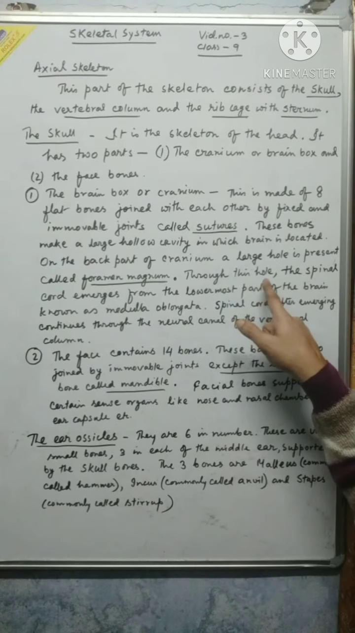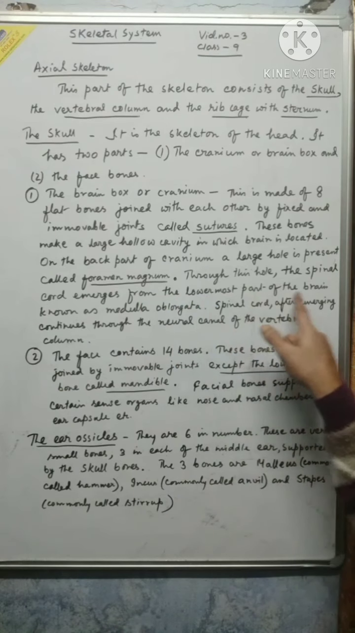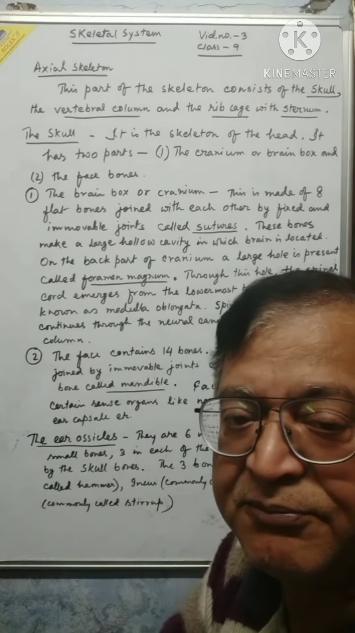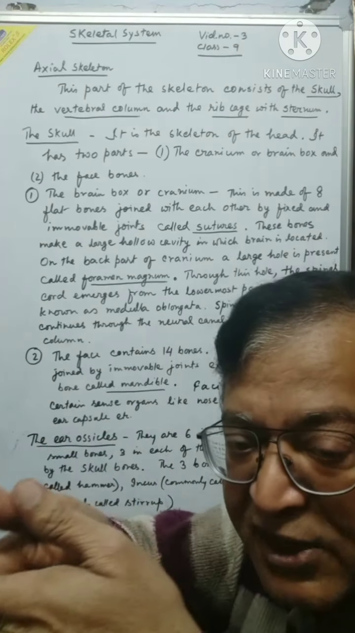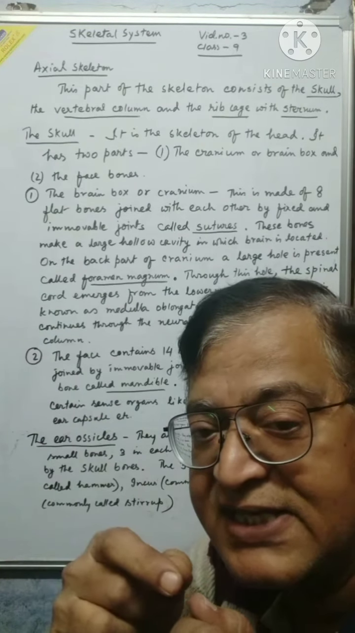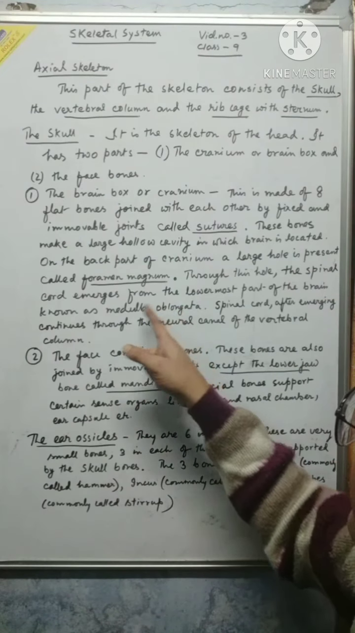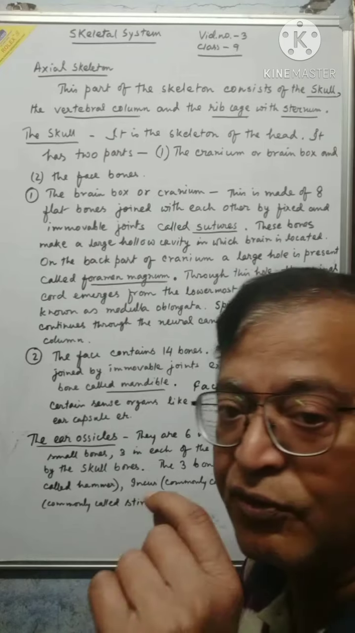Through this hole, the spinal cord emerges from the lowermost part of the brain, known as the medulla oblongata. When you study the brain, you will see that the lowermost part becomes conical and projects downward, continuing as the spinal cord later. So this medulla oblongata continues as the spinal cord and comes out through the foramen magnum.